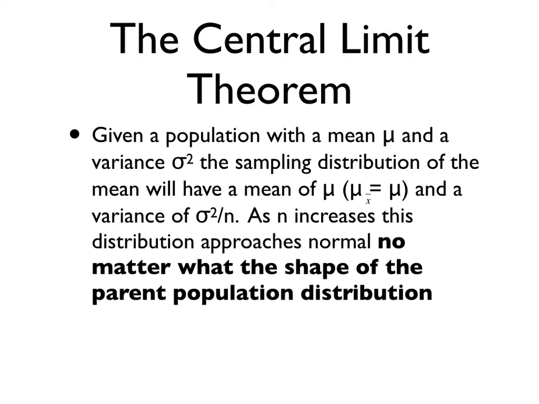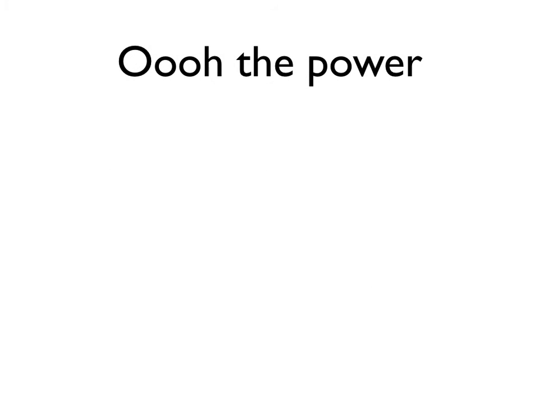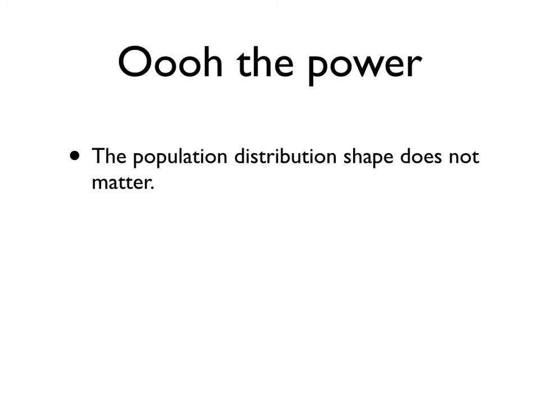All right. Questions about this? This informs us, this tells us basically what the numerator and the denominator will be if we're talking about means instead of scores. Okay? So that's really a powerful thing. The population distribution shape does not matter.